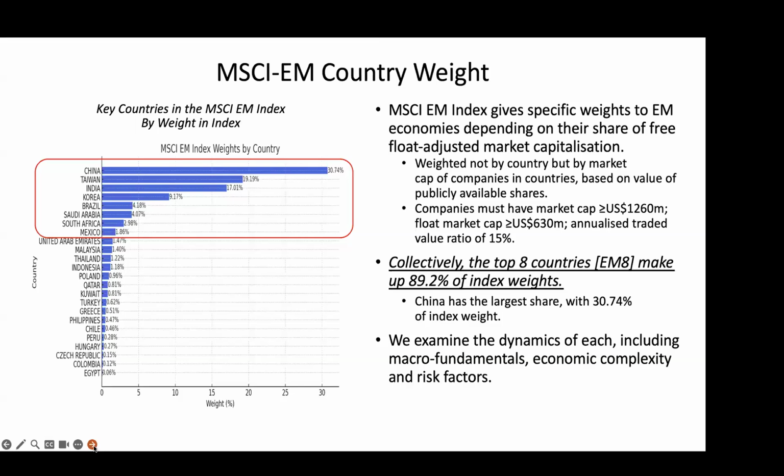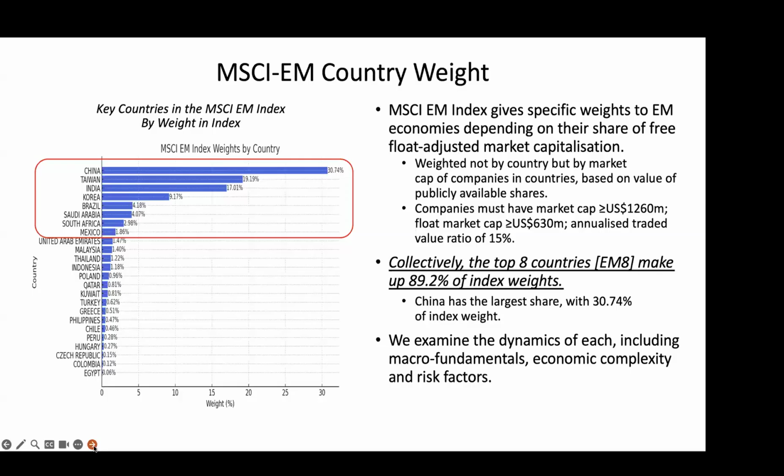And so just to be clear on the index, it's not weighted by country, right? But by market cap of companies. So I've just sort of backed out the country exposure. And there are limits. So companies must have a market cap greater than, you can see that, greater than 1.2 billion. And then there's also a minimum free float that companies need to adhere to. That's why certain companies' values like Aramco in Saudi Arabia are reduced because of not having a large enough free float.